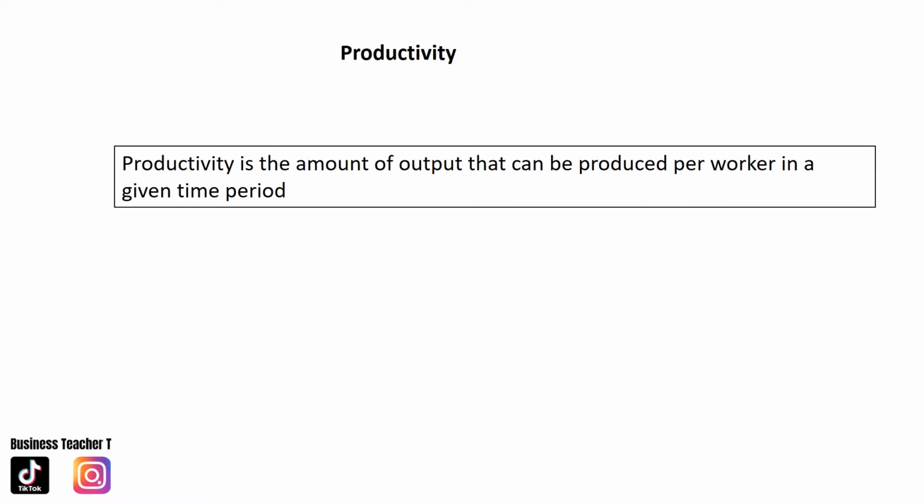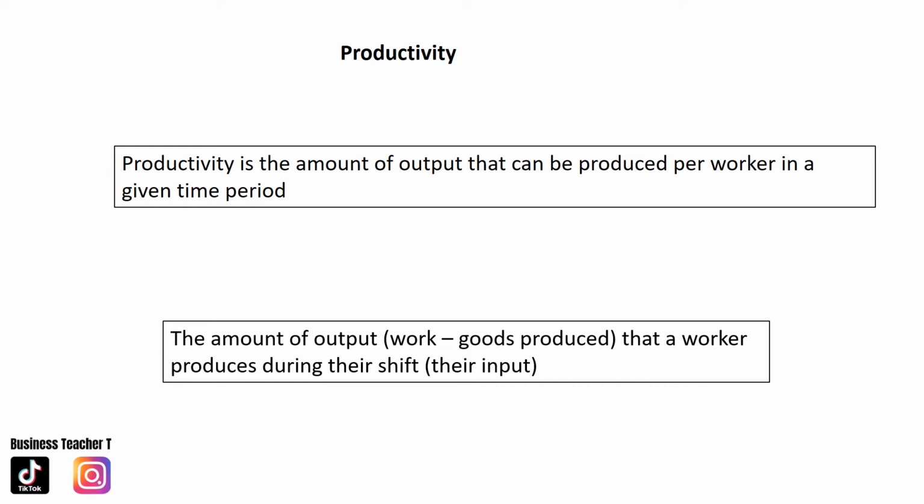Productivity is the amount of output that can be produced per worker in a given time period. If productivity increases, then assuming wages are unchanged, the labour cost per unit will decrease. A business may measure labour productivity as output per unit of input per time period. So the amount of output, the work, the goods that have been produced, that a worker produces during their shift, their input.